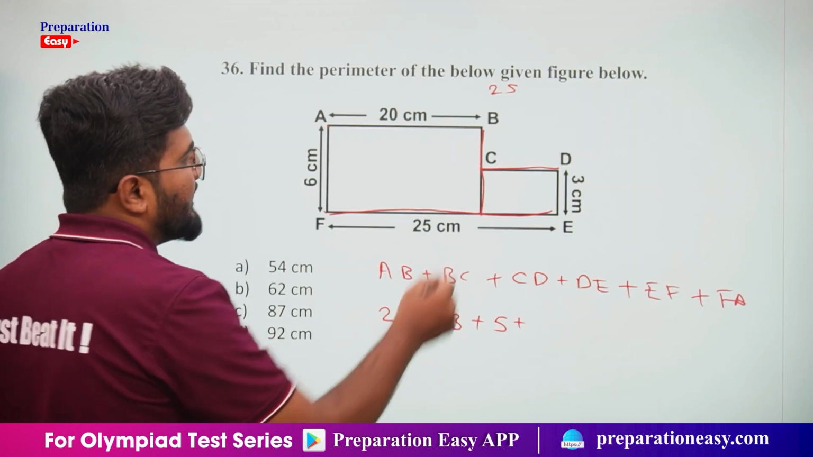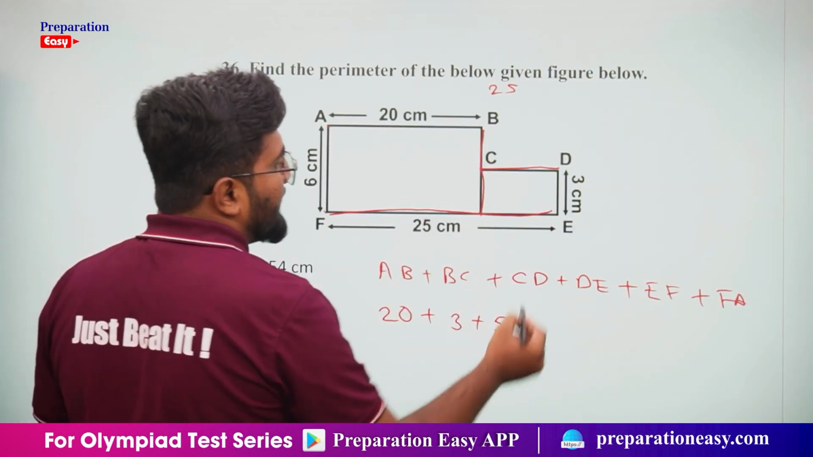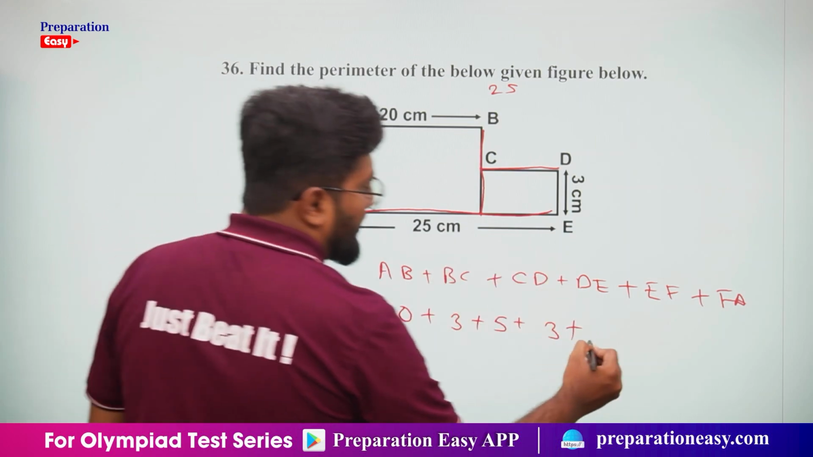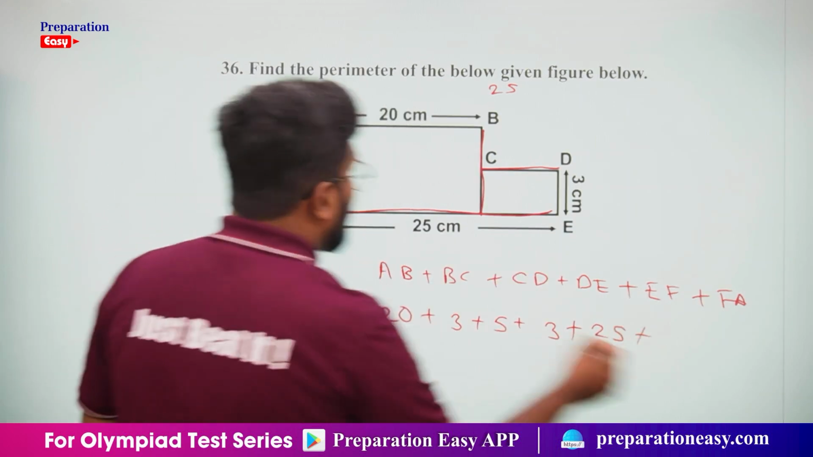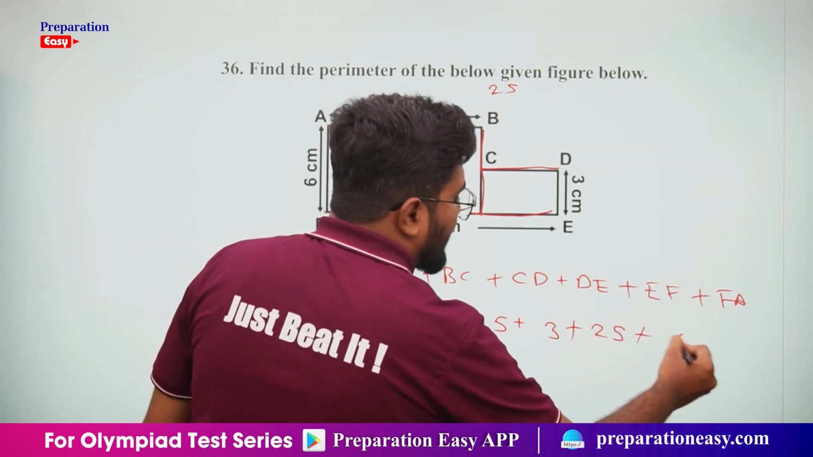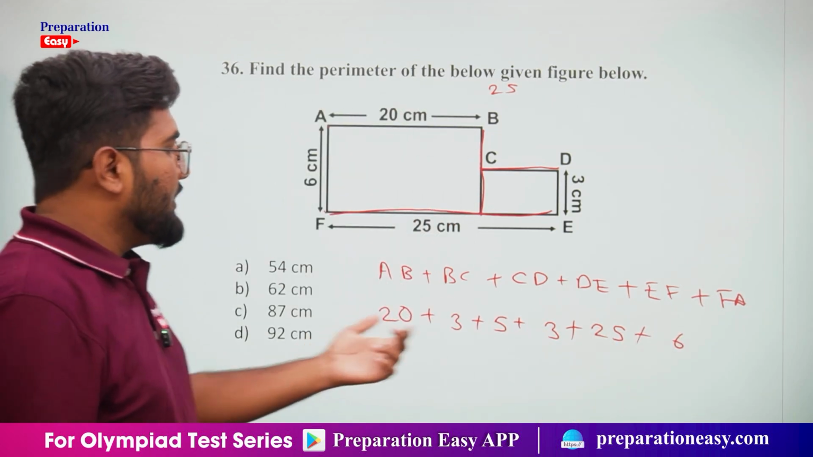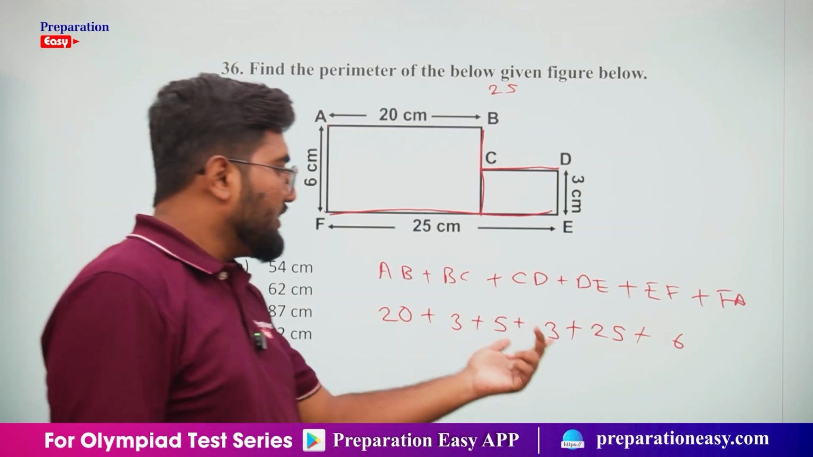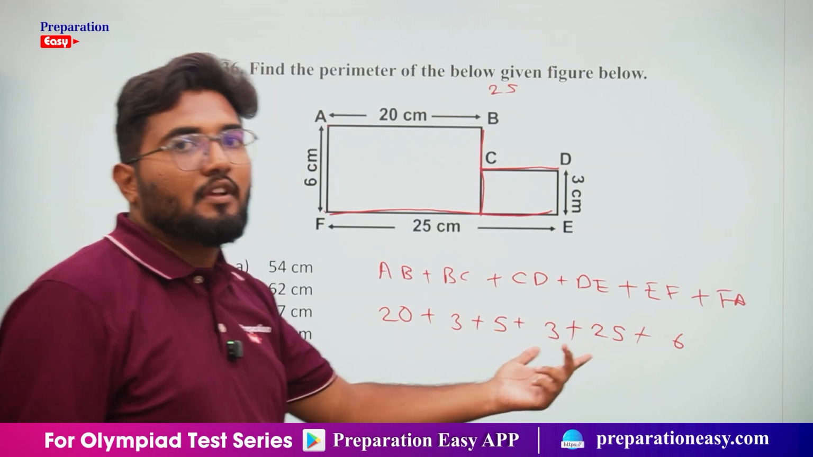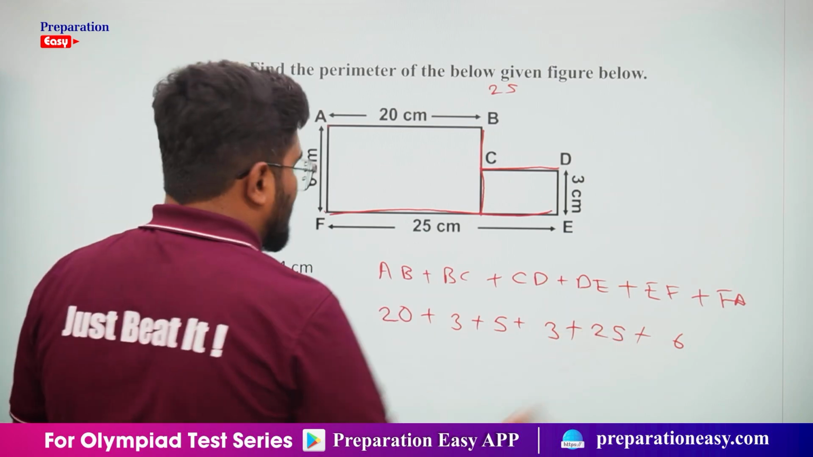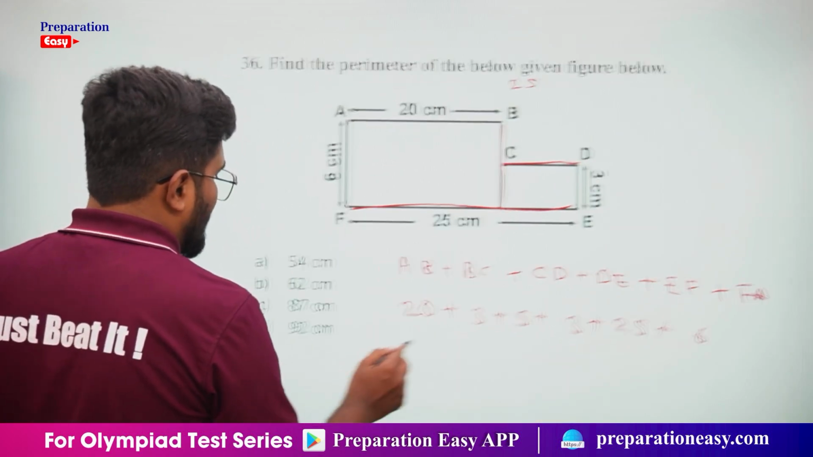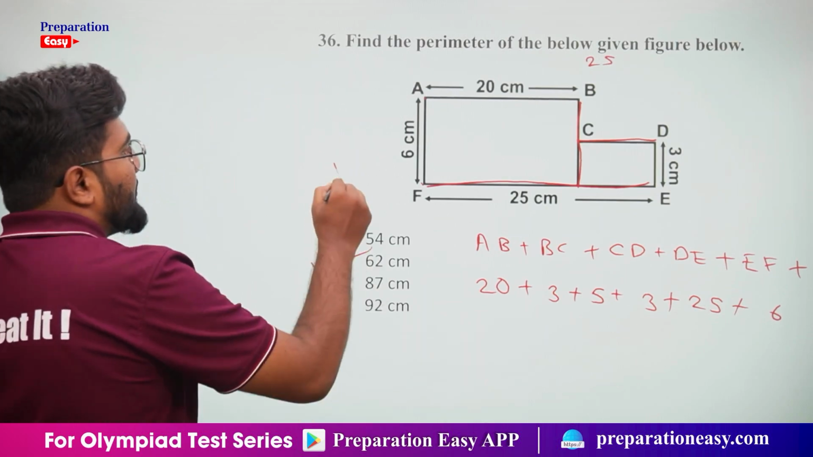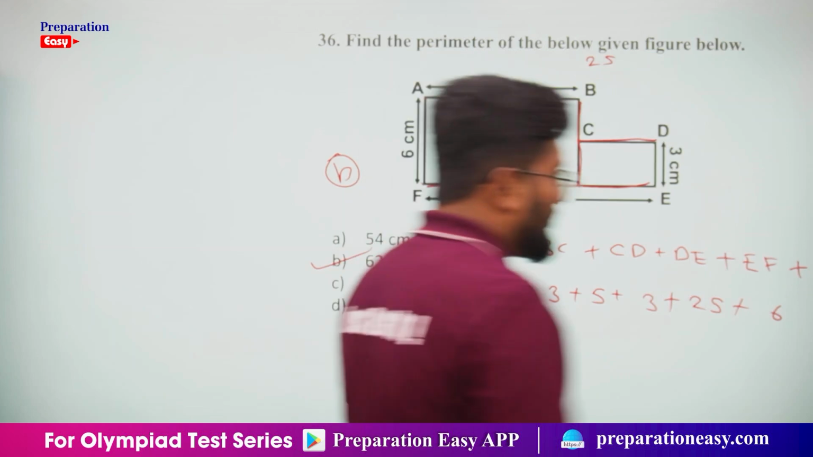We got AB 20, BC 3, CD 5, DE 3, then FE or EF is 25, and at last AF is 6 centimeter. So what is the addition? 20 plus 3, 23, 28, 31, 31 plus 25, 56, and 56 plus 6, 62. So the answer will be 62, option B. Okay, let's move towards the next question.